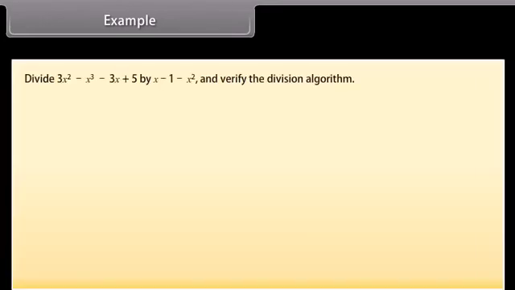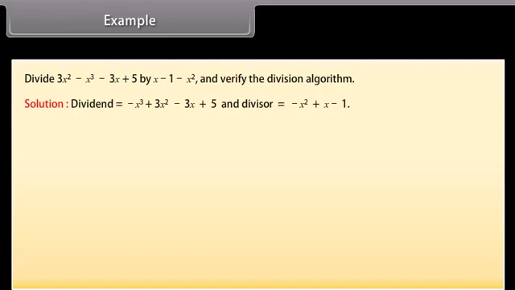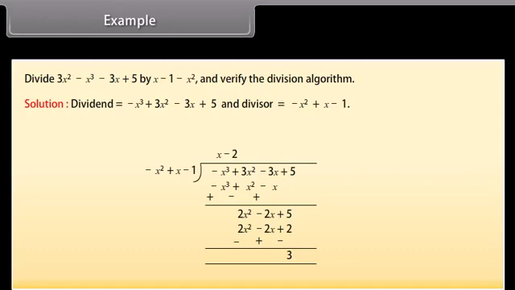Example: divide 3x squared minus x cubed minus 3x plus 5 by x minus 1 minus x squared and verify the division algorithm. Solution. Firstly, we will write both the dividend and divisor in decreasing orders of their degrees. Dividend is minus x cubed plus 3x squared minus 3x plus 5, and divisor is equal to minus x squared plus x minus 1. By dividing, we get quotient is equal to x minus 2 and remainder is equal to 3.